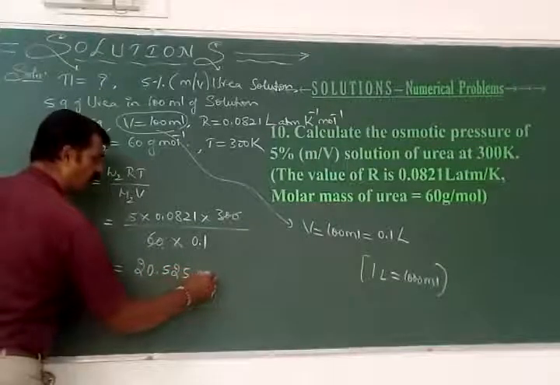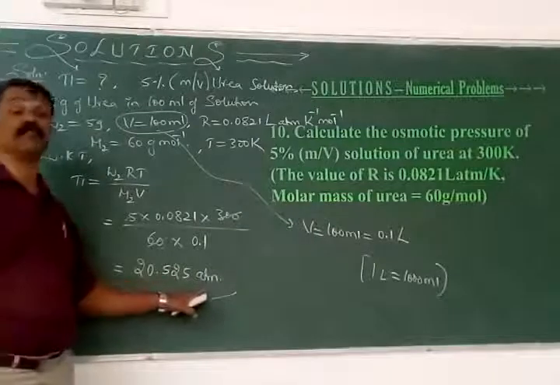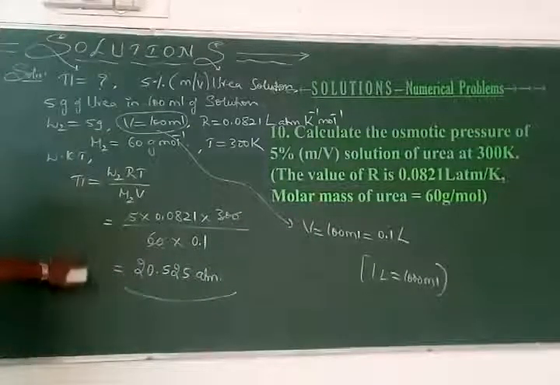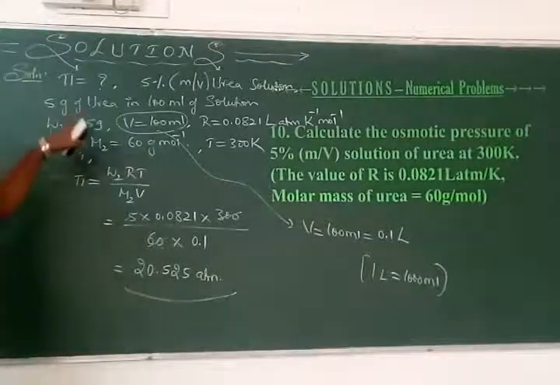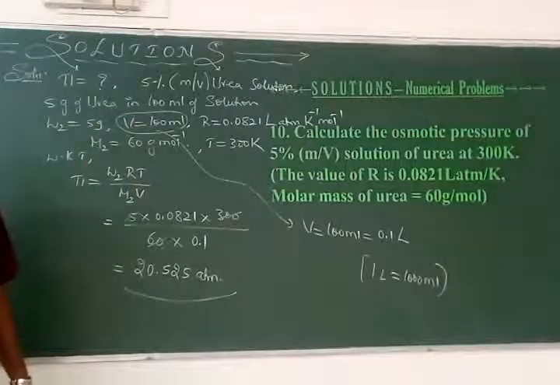20.525 in terms of, as R is 0.0821 liter atmosphere per Kelvin, the unit of this osmotic pressure is also... 20.525 in terms of which one? Atmosphere. That is the osmotic pressure with respect to how much percent of solution? 5% of solution. What that 5% of solution is, it is mass per volume.